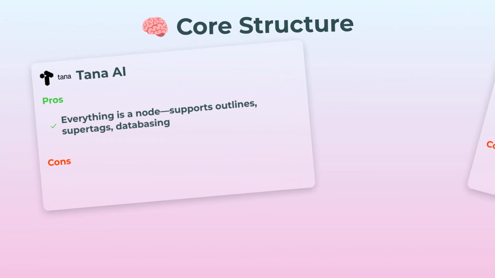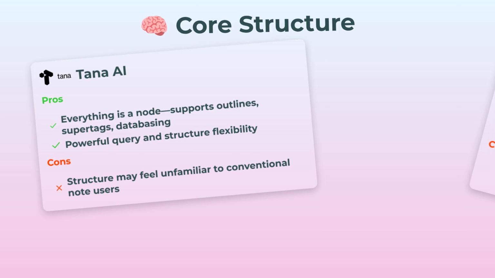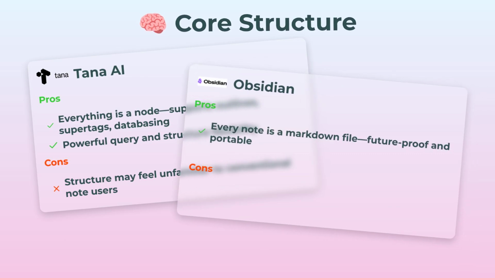Alright, let's talk about the brains behind each tool, the core structure. With Tana, literally everything is a node. It's wild. You can outline, tag, database, and basically rearrange info however you want. If you geek out over structure and queries, this is honestly super cool. There is a catch though. If you're used to classic notes or docs, the whole node thing might feel a little alien at first.